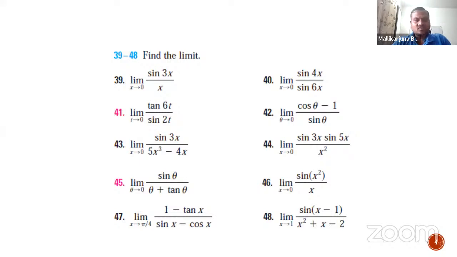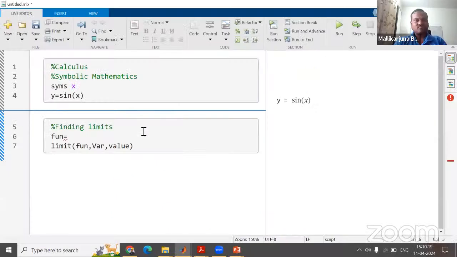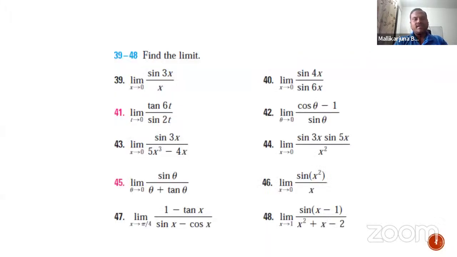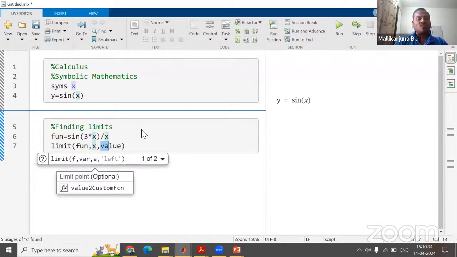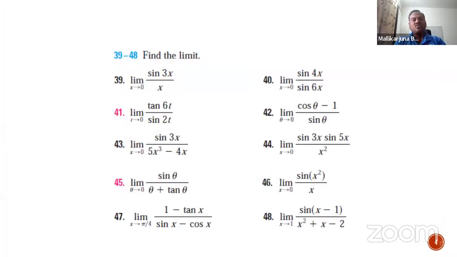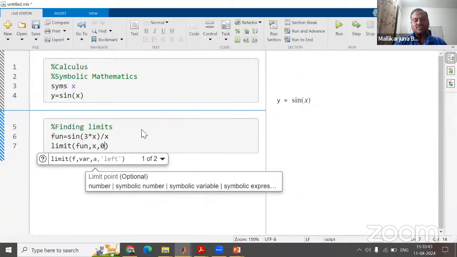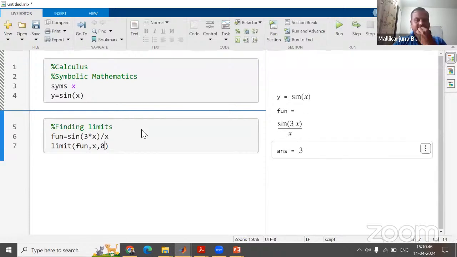How do you find it? The first one, as per the given slide, 39th problem: limit as x tends to 0 of sin 3x by x. First, I am taking sin 3x divided by x, where x is the variable. X tends to the point 0, so this is 0. You can see the output is 3. Answer is 3.